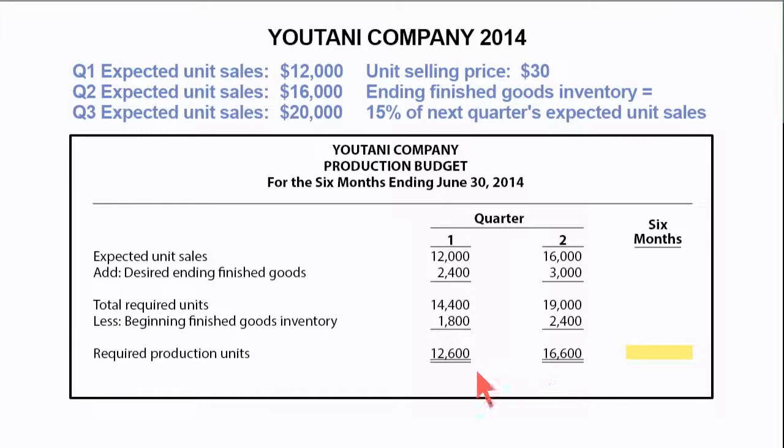Now we add these two together, the required production units for Q1 and Q2, and we come up with 29,200, which is our answer, the number of required production units for the first 6 months of 2014.